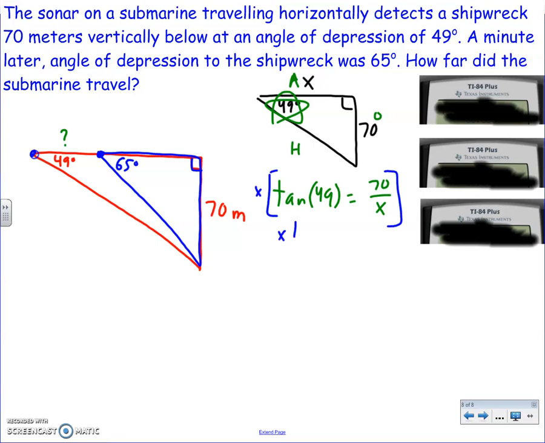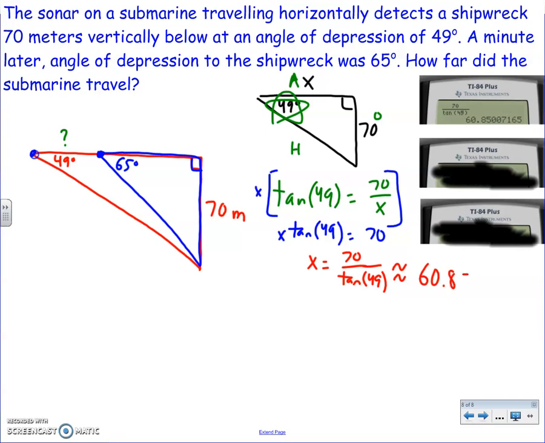I'm going to multiply by the denominator. So I get x times tangent of 49 equals 70. Then I'm going to divide both sides by tangent 49. X is 70 over tan 49. That's the exact answer, but I'm going to type it in the calculator and see what the approximation is. I get 60.85. That's how long this entire top length of this triangle is.